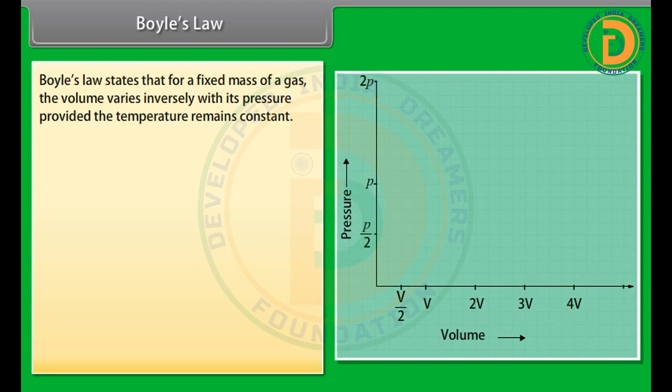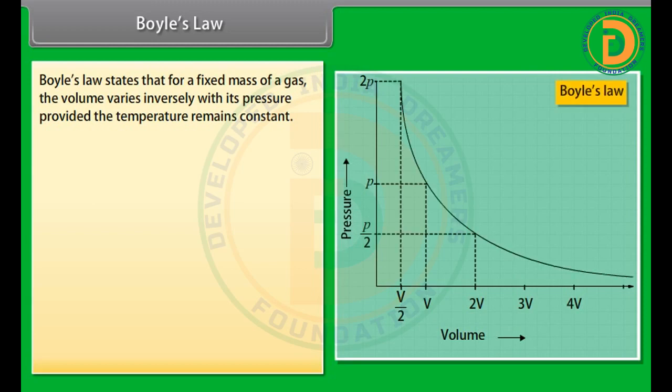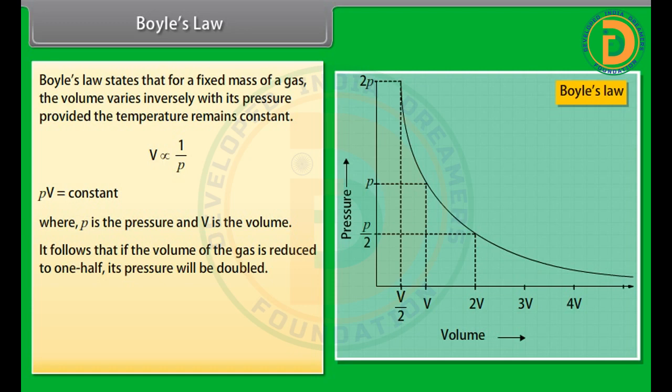Boyle's law. Boyle's law states that for a fixed mass of a gas, the volume varies inversely with its pressure, provided the temperature remains constant. PV is equal to constant, where P is the pressure and V is the volume. It follows that if the volume of the gas is reduced to 1/2, its pressure will be doubled.